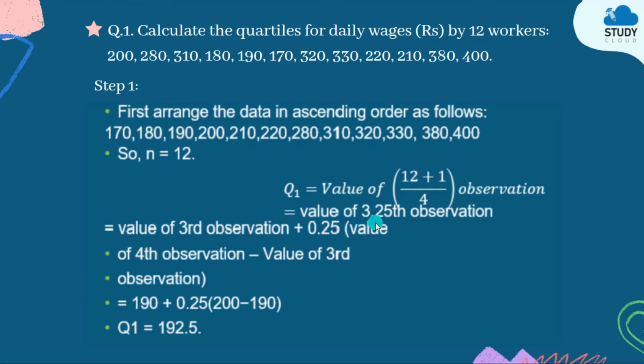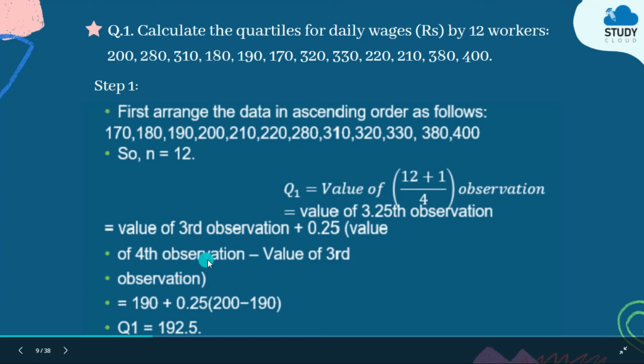Now here see 3.25. So what will we take? First, we will split this number into two parts. First we will take 3. So the value of the third observation plus the remaining part, that is plus 0.25. And how to select this 0.25? See, the value of the fourth observation minus the value of the third observation. How did this fourth observation come?